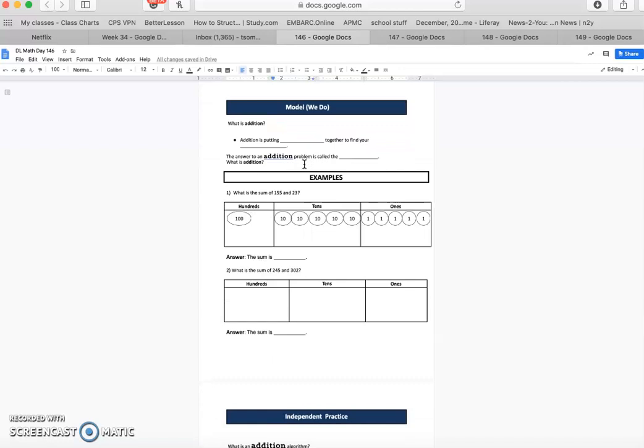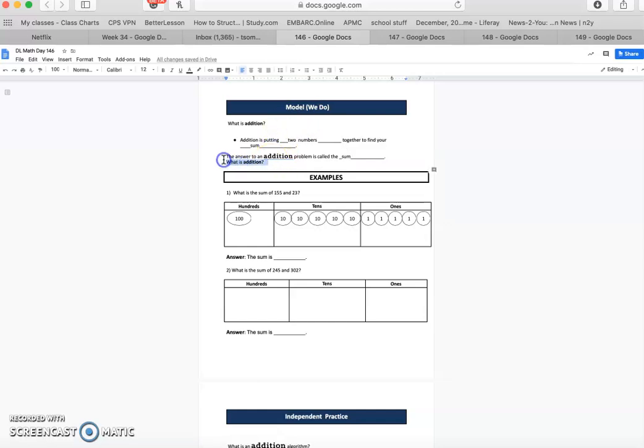We know that we're reviewing concepts that we've worked on in the past, and today we're working on addition. So what is addition? Addition is putting 2 numbers together to find your sum. The answer to an addition problem is called the sum. You'll hear us ask what's the sum throughout this lesson, and that's all it is. The answer to an addition problem is called the sum.